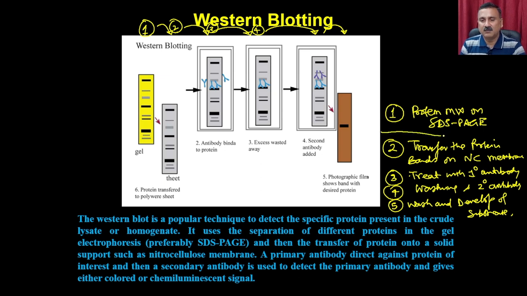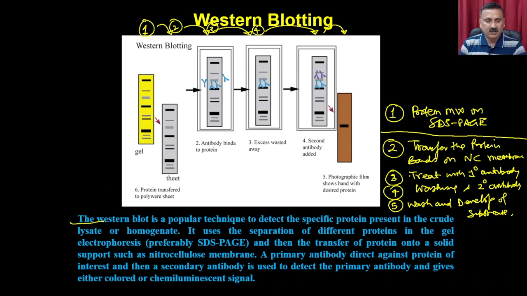So if you see the technique, you can very clearly see that it can be divided into 2 parts. One part where you run the protein onto an SDS page, and then the subsequent steps after transferring the protein band onto the nitrocellulose membrane. Just for convenience of understanding, we are first going to discuss the resolving of the protein mixture onto the SDS page. Following that, we will discuss all these steps in a subsequent lecture.